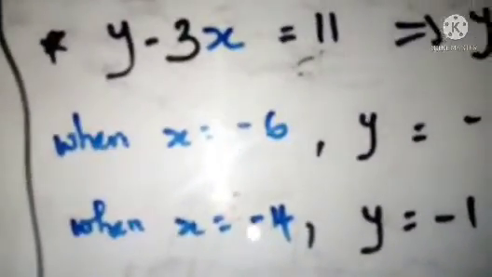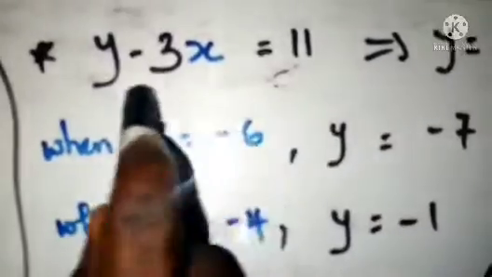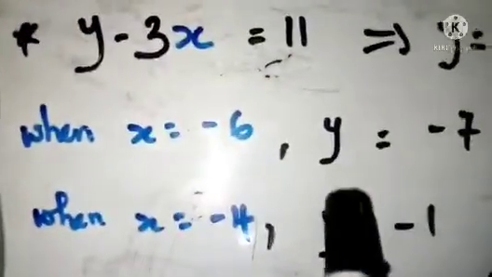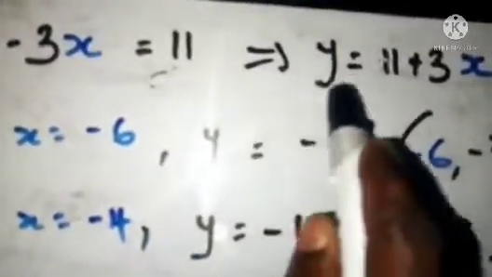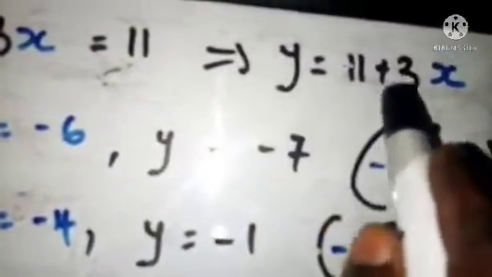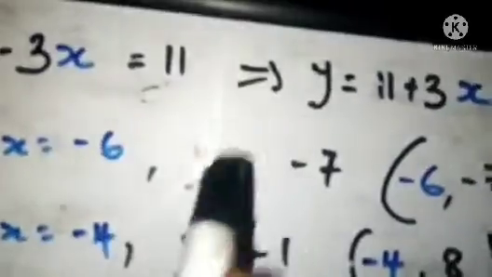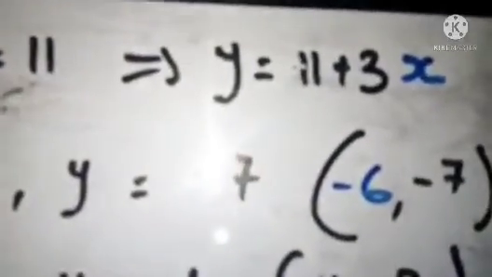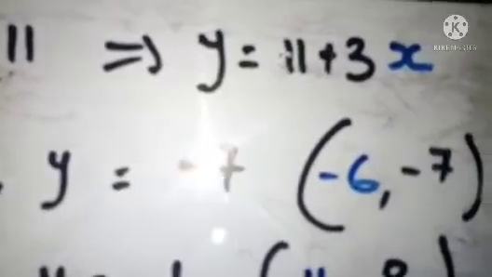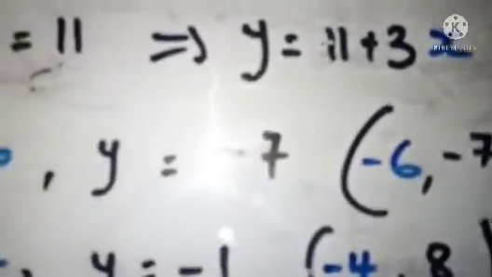So the same thing, we know that a linear graph doesn't look like this. The linear graph looks like y is equal to something. So I need to rewrite this one to be y is equal to 11 plus 3x. I'm just taking this term to the other side of the equation. Is that okay? So that is how I got y is equal to 11 plus 3x.